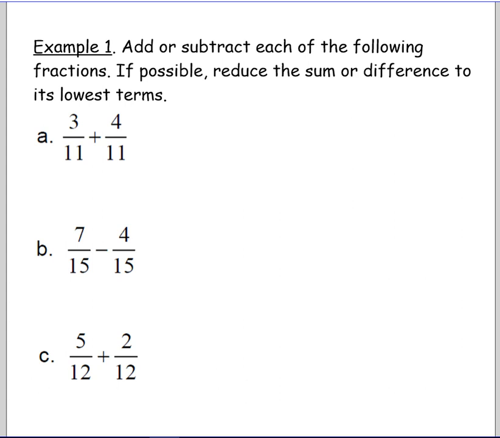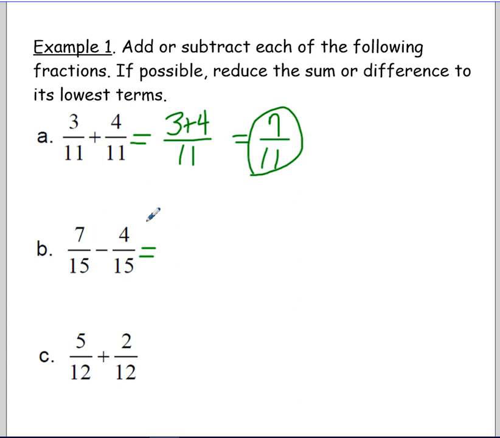So let's look at this. And again, we're reducing if possible, which we cannot do until the end. So 3 plus 4 is going to be added together for our numerator. Our common denominator is 11 for our first example. So 3 plus 4 is 7. So 7 over 11 is our answer. Note 7 and 11 are both prime numbers, so there's nothing that they have in common.